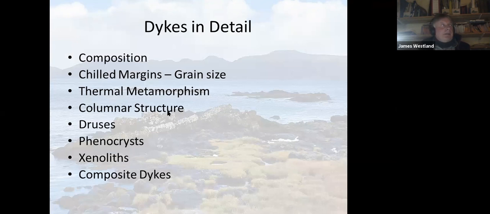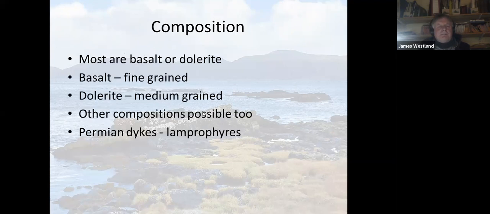If we want to look at them in a bit more detail, the composition, we look at what's called chilled margins and grain size, thermometamorphism, which I mentioned earlier, columnar structure, what's called druses, phenocrysts, lots of good words here, xenoliths, and composite dykes. I'll illustrate some of these, what these things are, because these are all things that are characteristic of dykes.